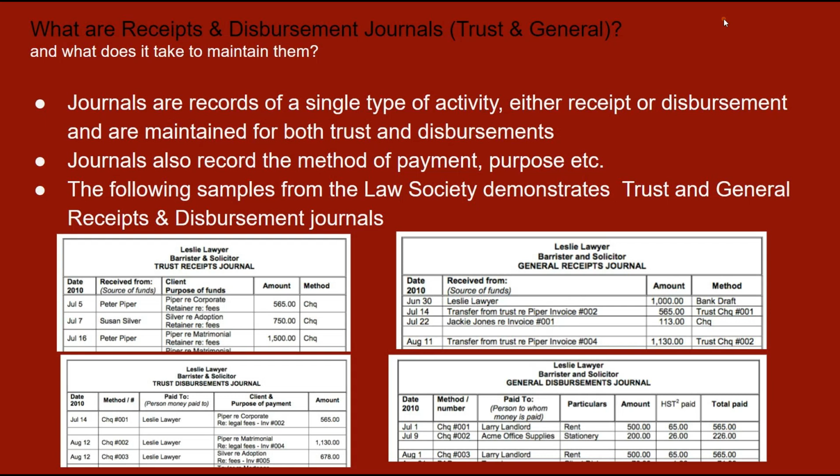And again, you will have a journal document for both trust and general, similar to ledgers. But what are some of the added elements that you capture in a journal document? The date remains the same. So again, when did that financial transaction enter into the system or occur? And added information in journals that we did not see in the ledger was, who did you receive this money from?